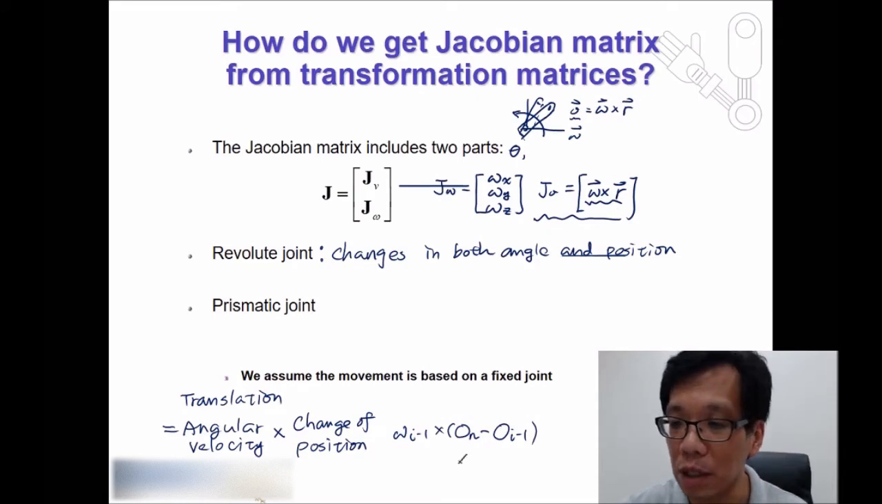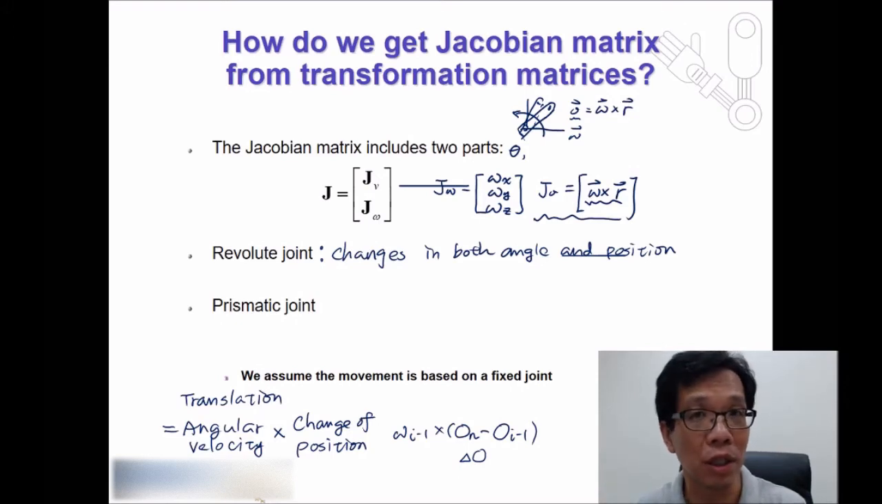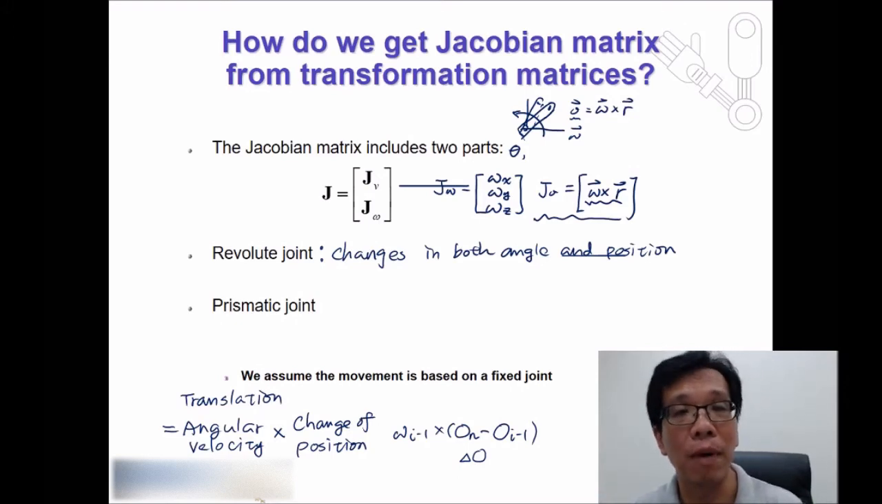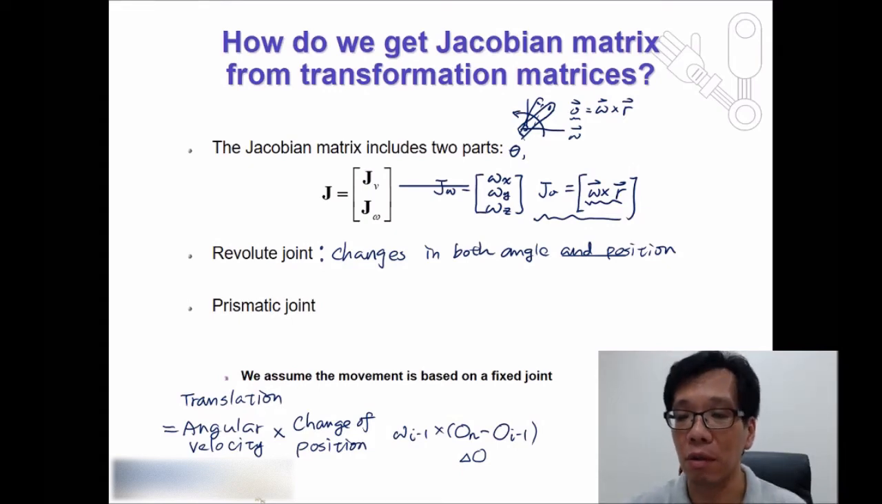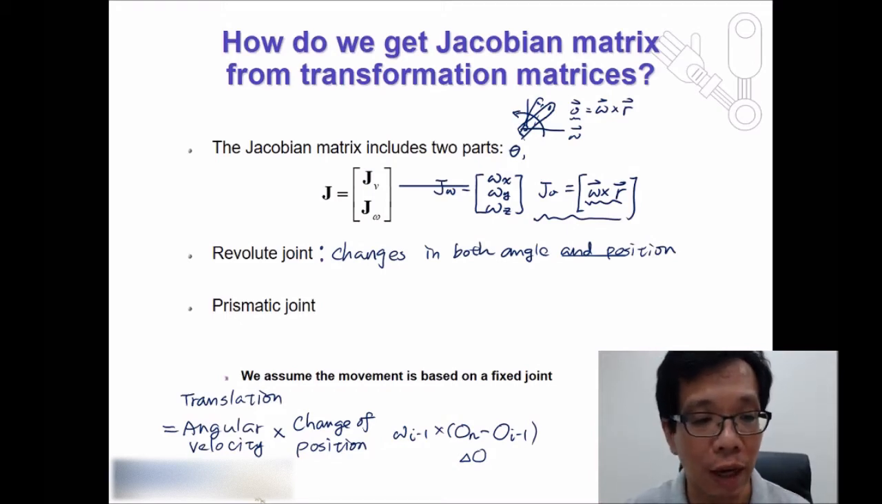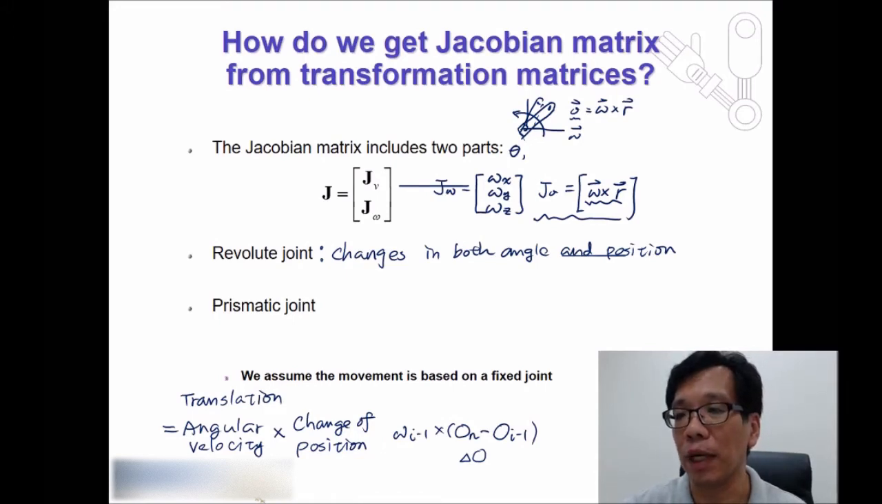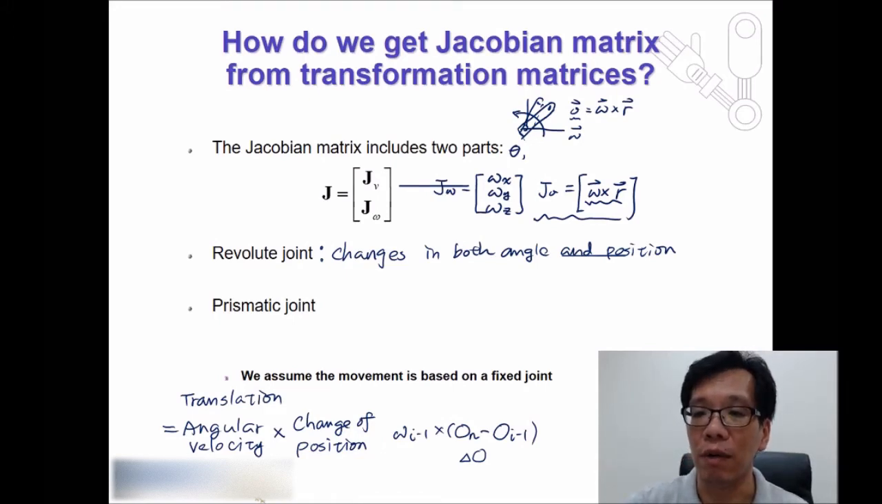And since this one is the delta O, it means that that is a change of position, which fulfills the criterion of Jacobian. Keep in mind when we are dealing with Jacobian, it's going to be the difference multiplied by the change of a parameter. So this satisfies the definition we have earlier. So that is something we need to do for J omega and JV in terms of a revolute joint.